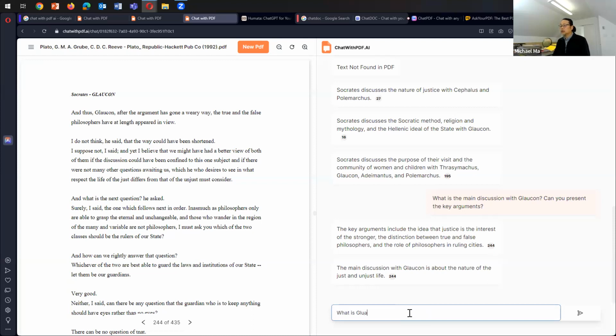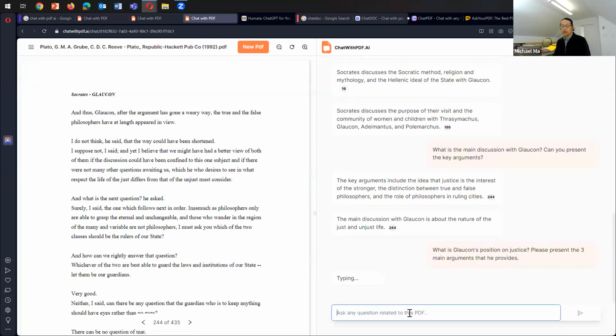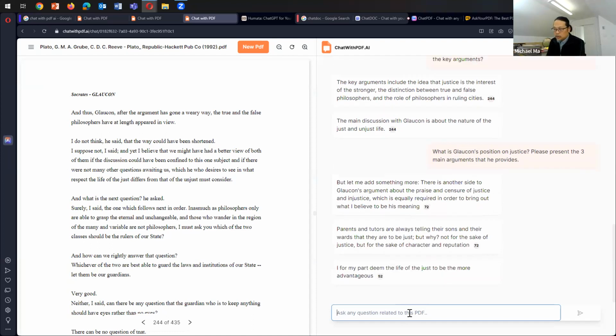What is Glaucon's position on justice? Please present the three main arguments that he provides. Okay, so I asked what is Glaucon's position on justice, and because he has, of course, quite a long debate with Socrates in this document, I asked, can you present the three main arguments? Let's see what it does. And again, I find this much slower than some of the other programs.